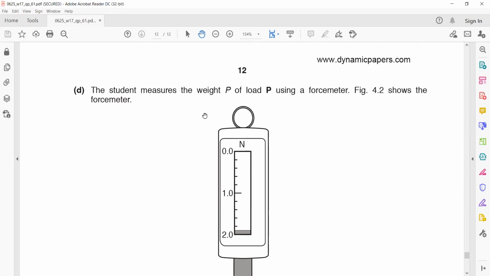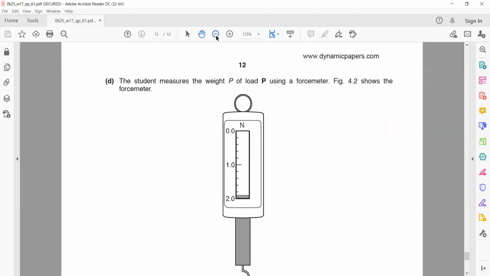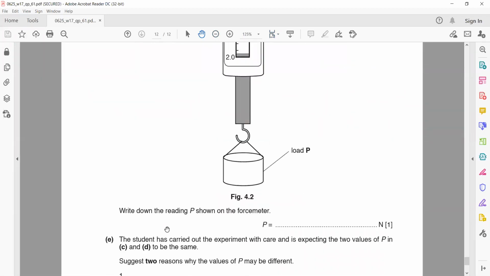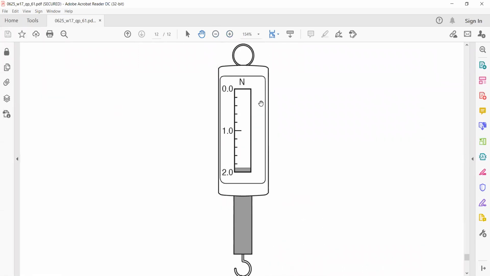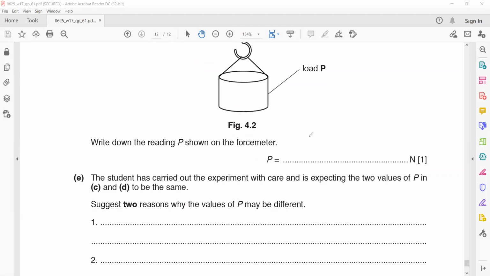The student measured the weight P of a load using a force meter. Figure 4.2 shows the force meter. Write down the reading of P. What does the reading appear to be? What is the value of the weight for the object? It is 1.9. So this is 1.9, and the previous value.